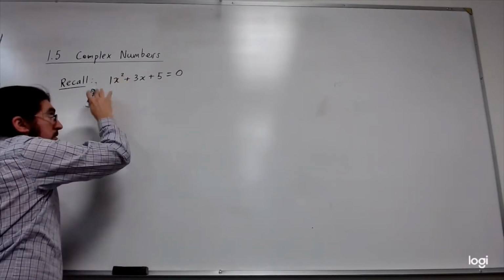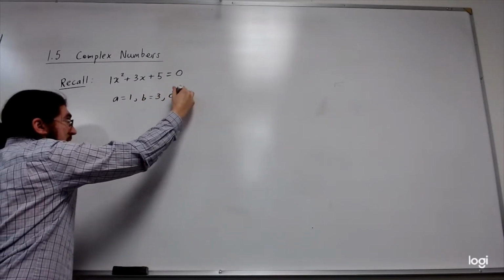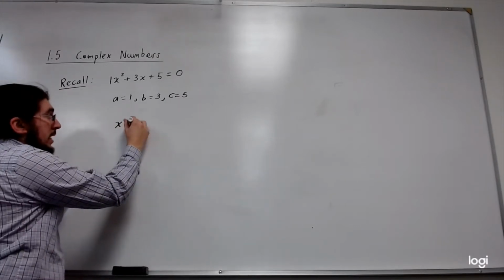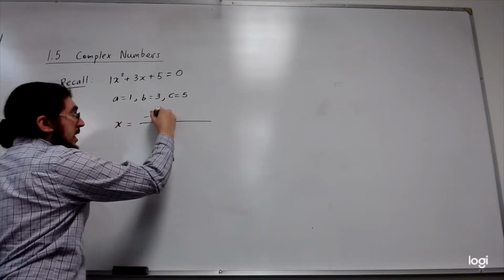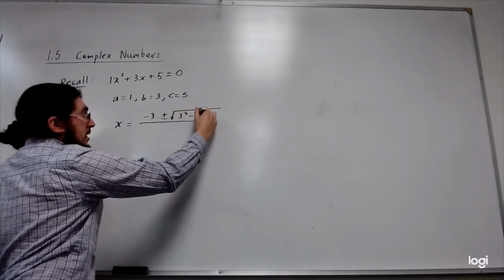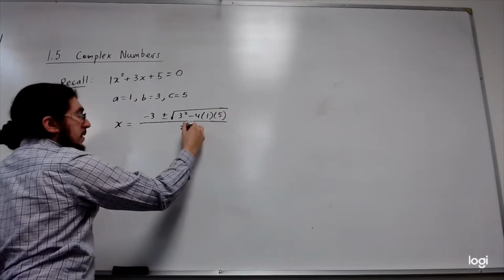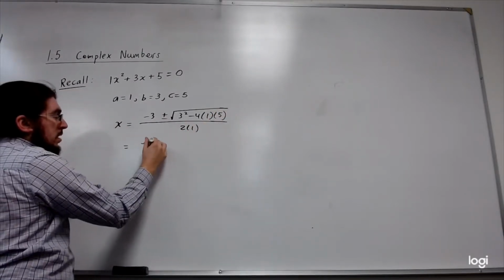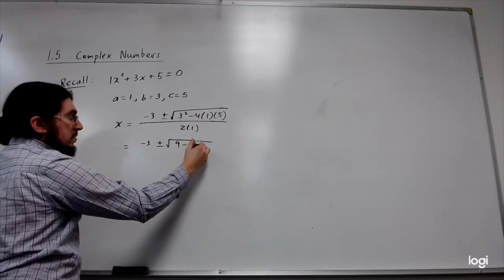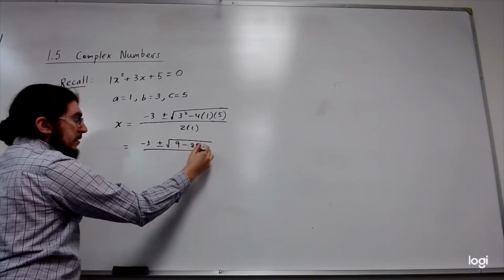So remember there's a 1 in front of x squared, so a is equal to 1, b is equal to 3, c is equal to 5 for the quadratic formula. So now, plugging into the quadratic formula, we get negative b plus or minus the square root of b squared minus 4 times a times c, all over 2 times a. And what happens on the inside, we get 9 minus 20. Inside of the radical part is 9 minus 20. The denominator is just 2.